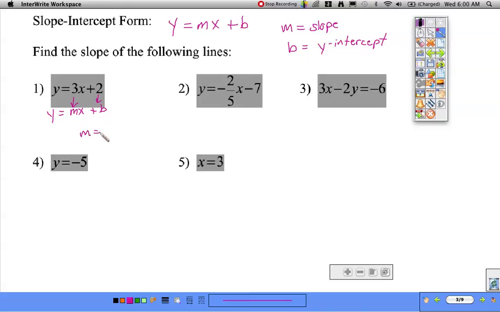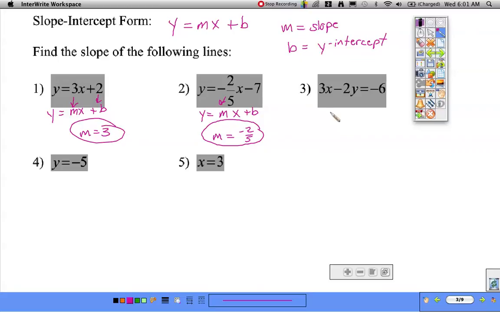So my slope is 3. On number 2, again, y equals mx plus b, negative 2/5 lines up with the m. My slope is negative 2/5. So people start to say things like, oh, the slope is just whatever's in front of the x. And you're right if you're in slope-intercept form.